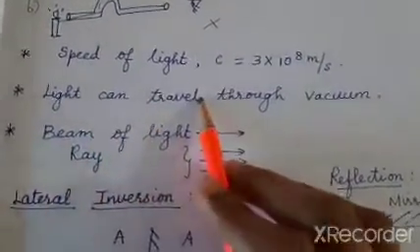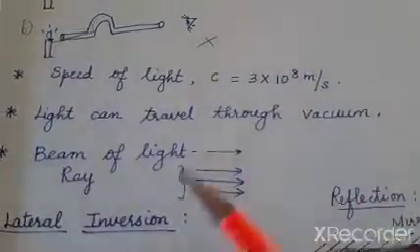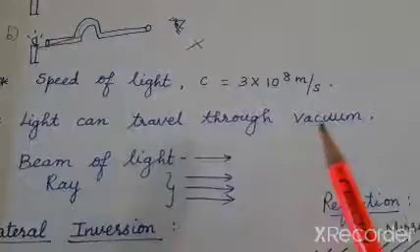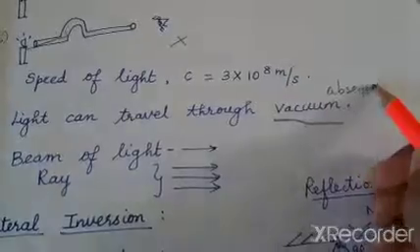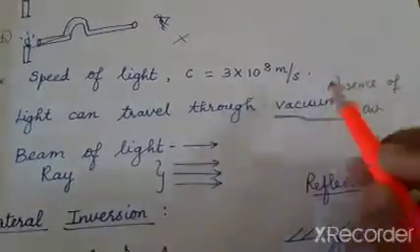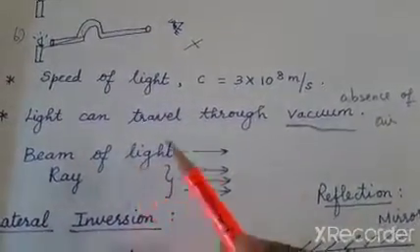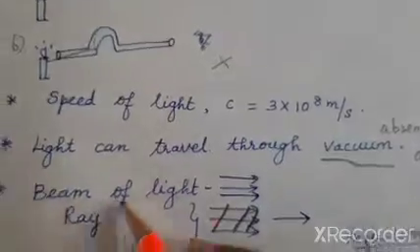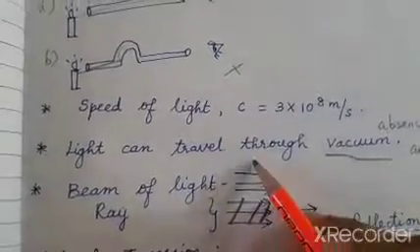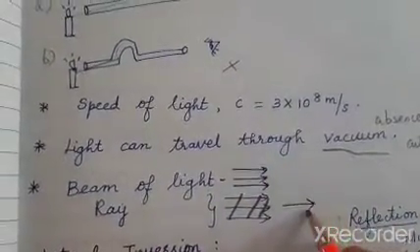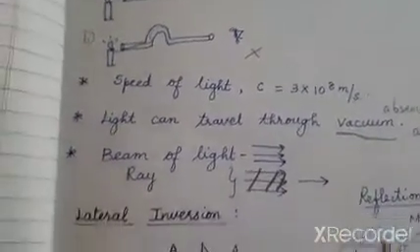And light can travel through all media, whether it is a solid or a liquid or a gas or even through vacuum. What is vacuum? Vacuum means absence of air. So even in the vacuum condition, light can pass through. Beam of light. Okay, so the beam of light is represented by a group of rays. Ray of light means a single arrow mark. So this is how we draw the light rays. These all we have already learnt.